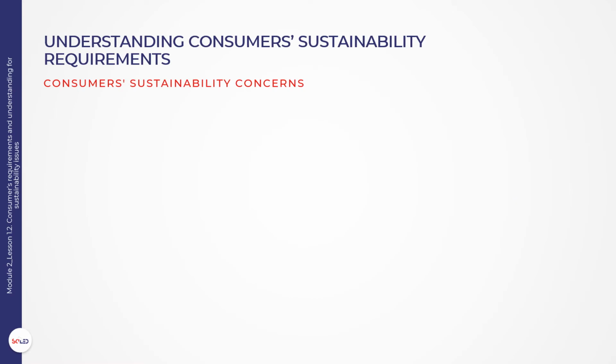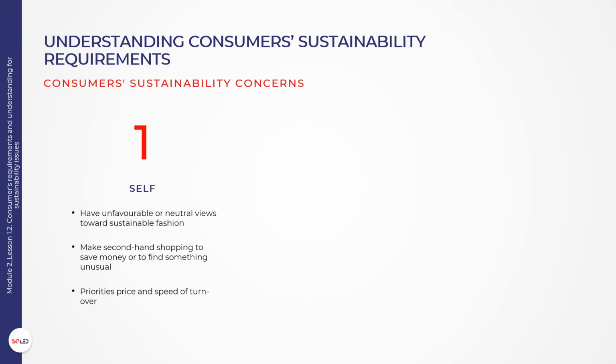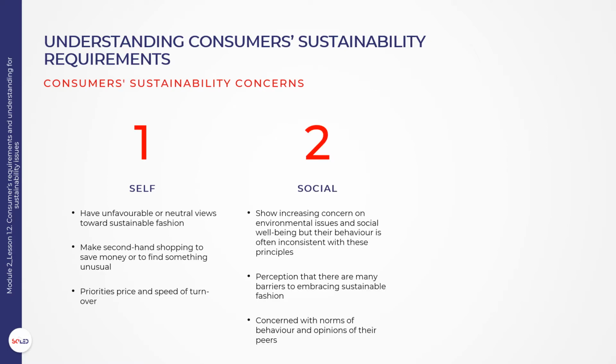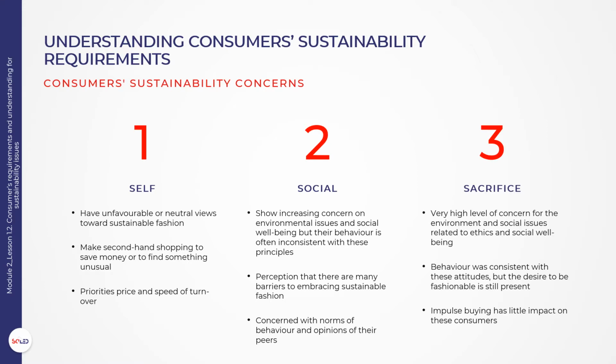Understanding consumers' sustainability requirements. McNeil and Moore, 2015, have divided fashion consumers into 3 macro groups: self-consumers, who prioritize their hedonistic needs; social consumers, who are concerned about their social image; and finally, sacrifice consumers, who strive to reduce their impact on the world. Each of these 3 will approach the issue in a different way and will have specific requirements.